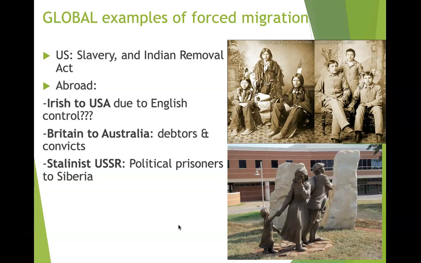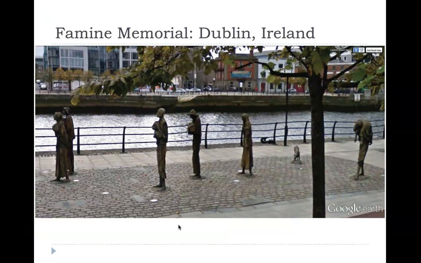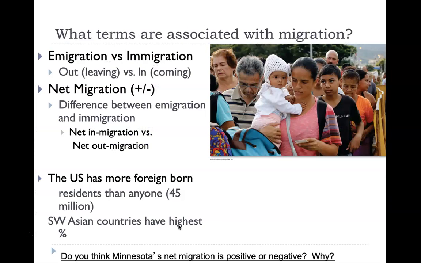Right? We can also look at the Soviet Union, or the USSR, under the leadership of Joseph Stalin, shipping political prisoners. Anybody who there was a perception that they're going against the government would be shipped to work camps or gulags in Siberia. Good times. All right, there's the family memorial in Dublin, Ireland. Notice that people are not necessarily well fed in these statues.